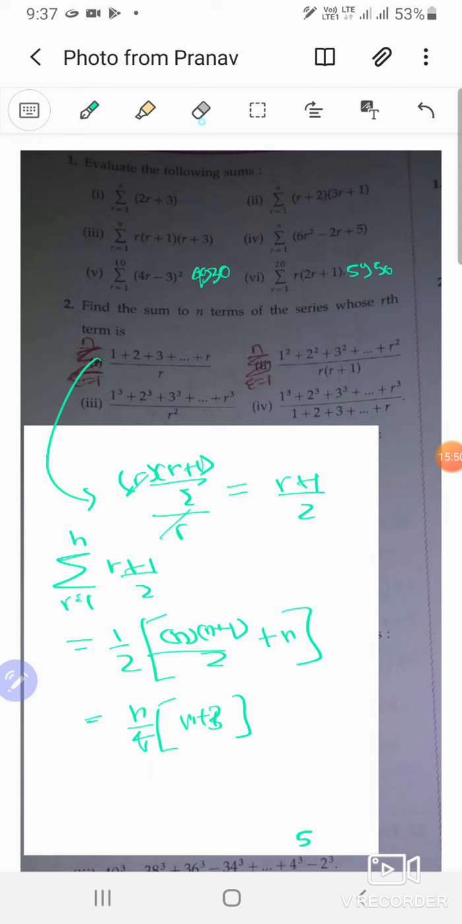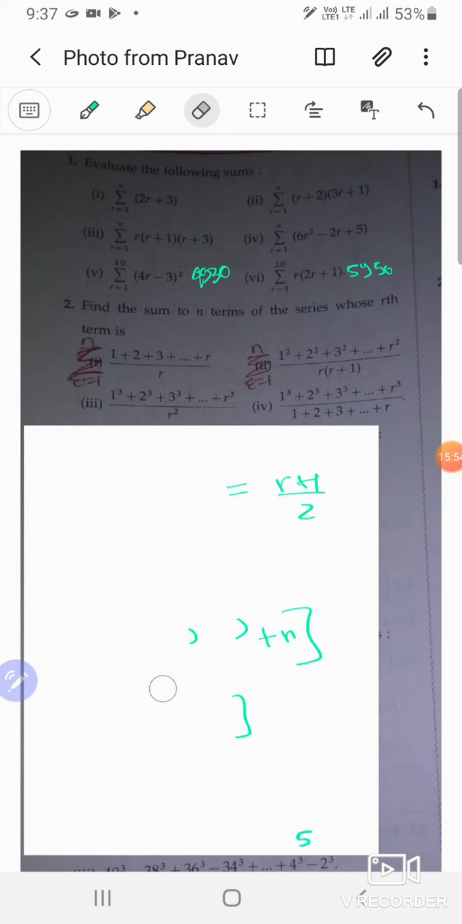Fine. The next thing is 1 squared plus 2 squared plus 3 squared all the way till r squared upon r into r plus 1. Okay, that's also very easy. So just do it yourself. This is going to be 2r plus 1, right, r into r plus 1 into 2r plus 1 upon 6. So 2r plus 1 upon 6, because these things will cancel out the upper part, I mean r into r plus 1 part.